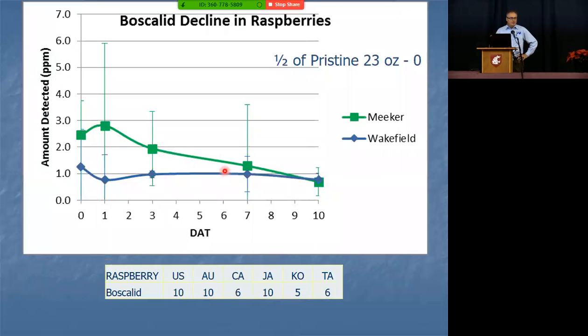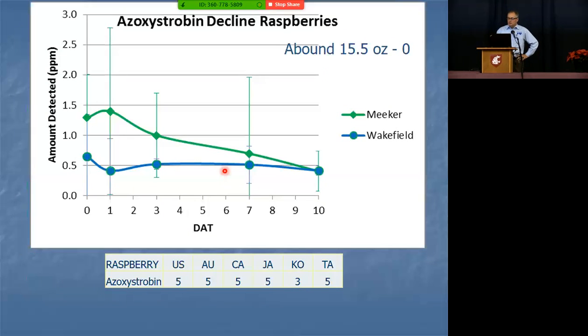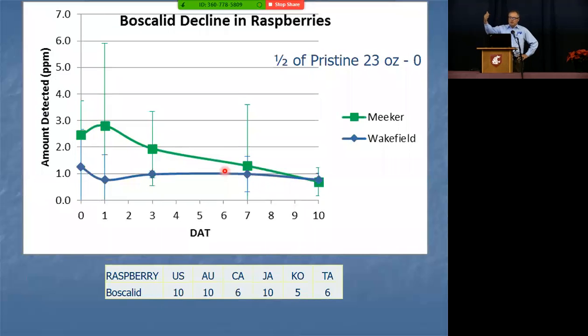Does that look familiar? That's boscalid. You could almost superimpose those. Again, Meeker a little higher residues, Wakefield a little lower. Again, the residues are below everything. US is 10, Korea is 5. We never got close to 5 on these.